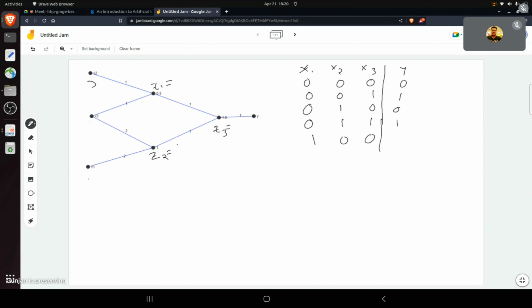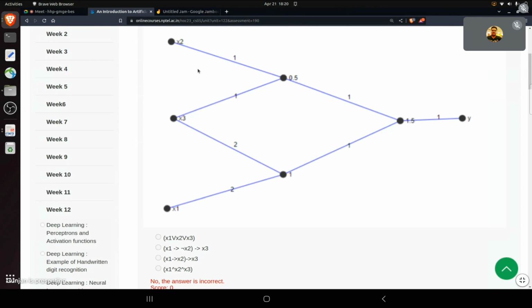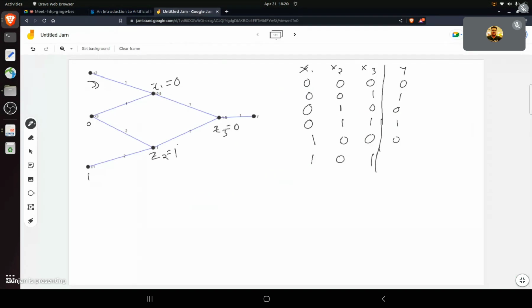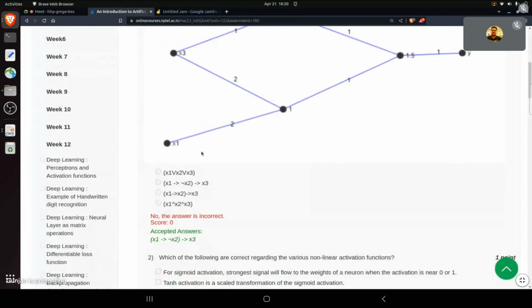Anyways, so when x2 is 0, x3 is 0, and x1 is 1, we get z2 as 1, z1 as 0, and 1 plus 0 is 0, so y is 0. When we have 1, 0, 1, are we able to eliminate any of the options this far? So x1 or x2 or x3, that is eliminated because when x1 is 1, y is 0. So that is not the answer.